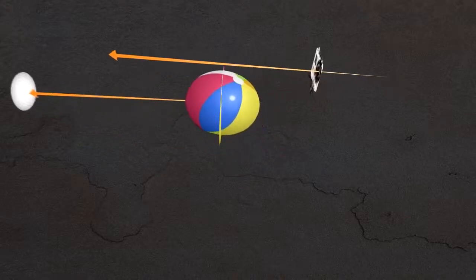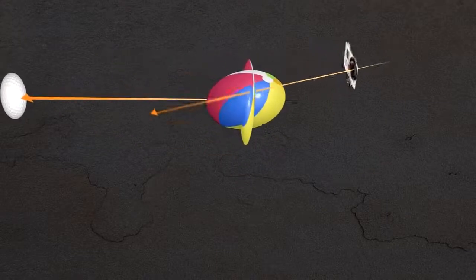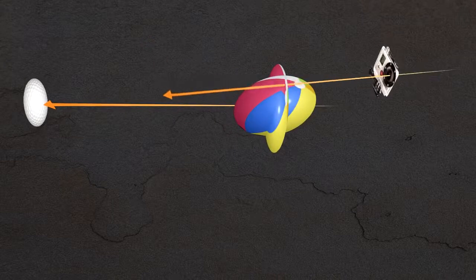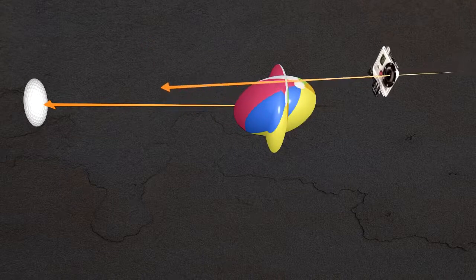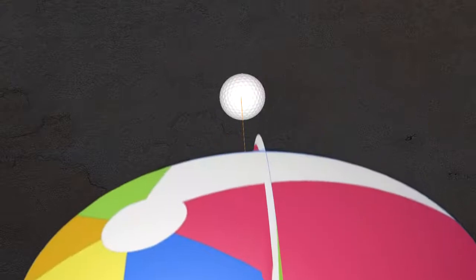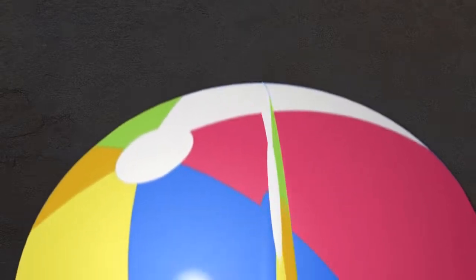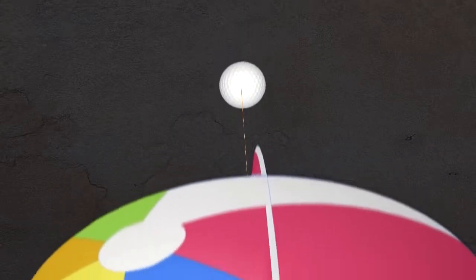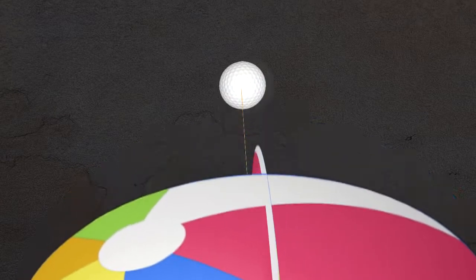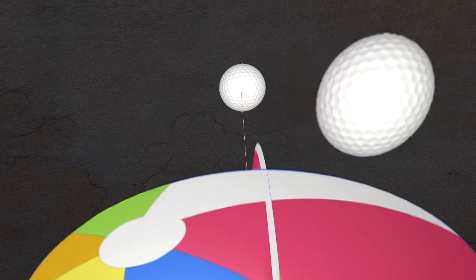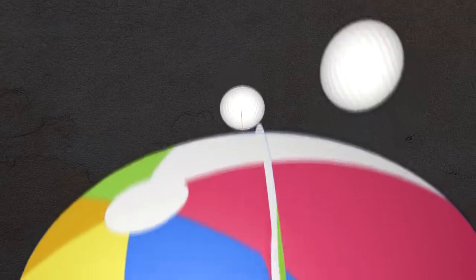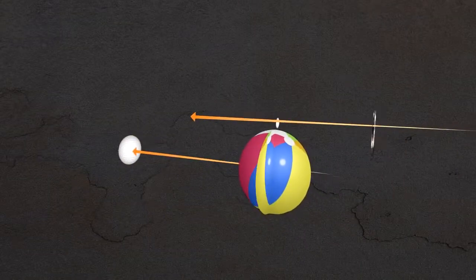Okay, so the next bit's for rocket scientists and guys who are really very clever. So if I've got a camera and I've got a beach ball and I move my camera over the beach ball, the golf ball far away can't move in relation to the beach ball unless the golf ball is above the beach ball. See? Simple.